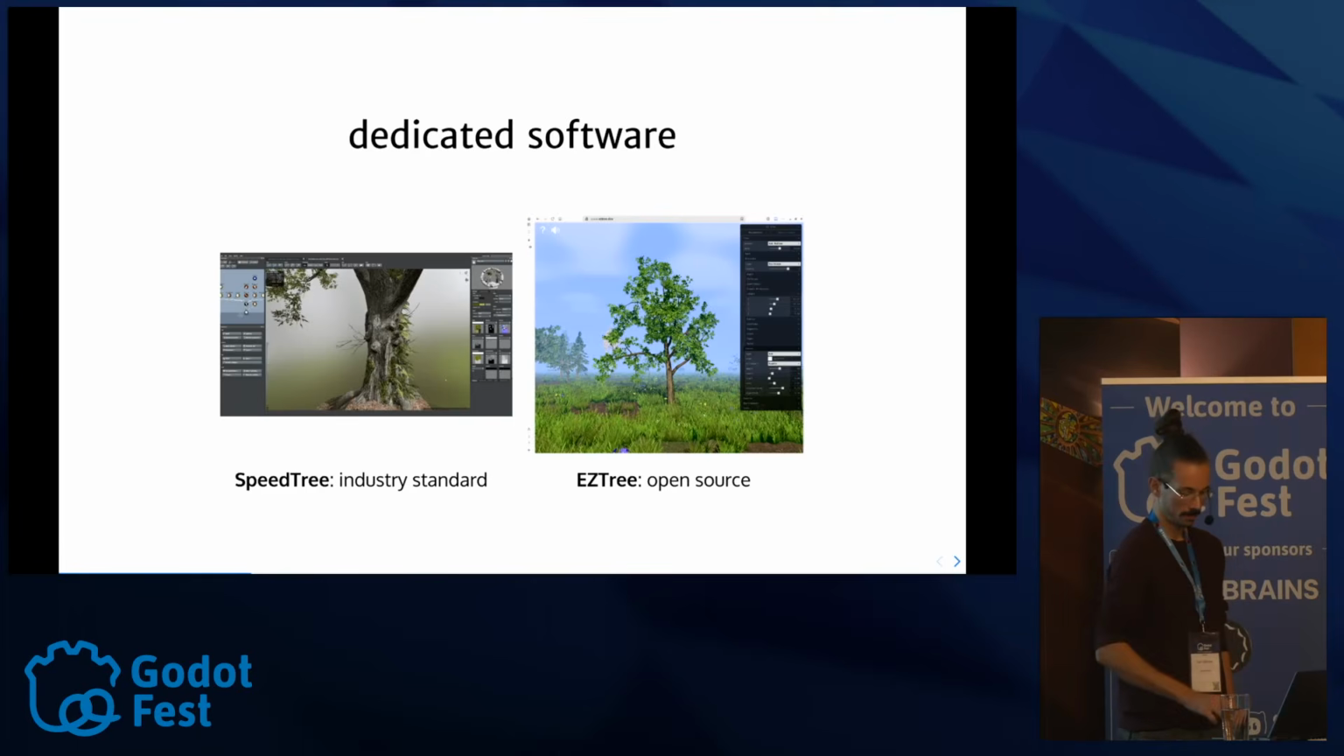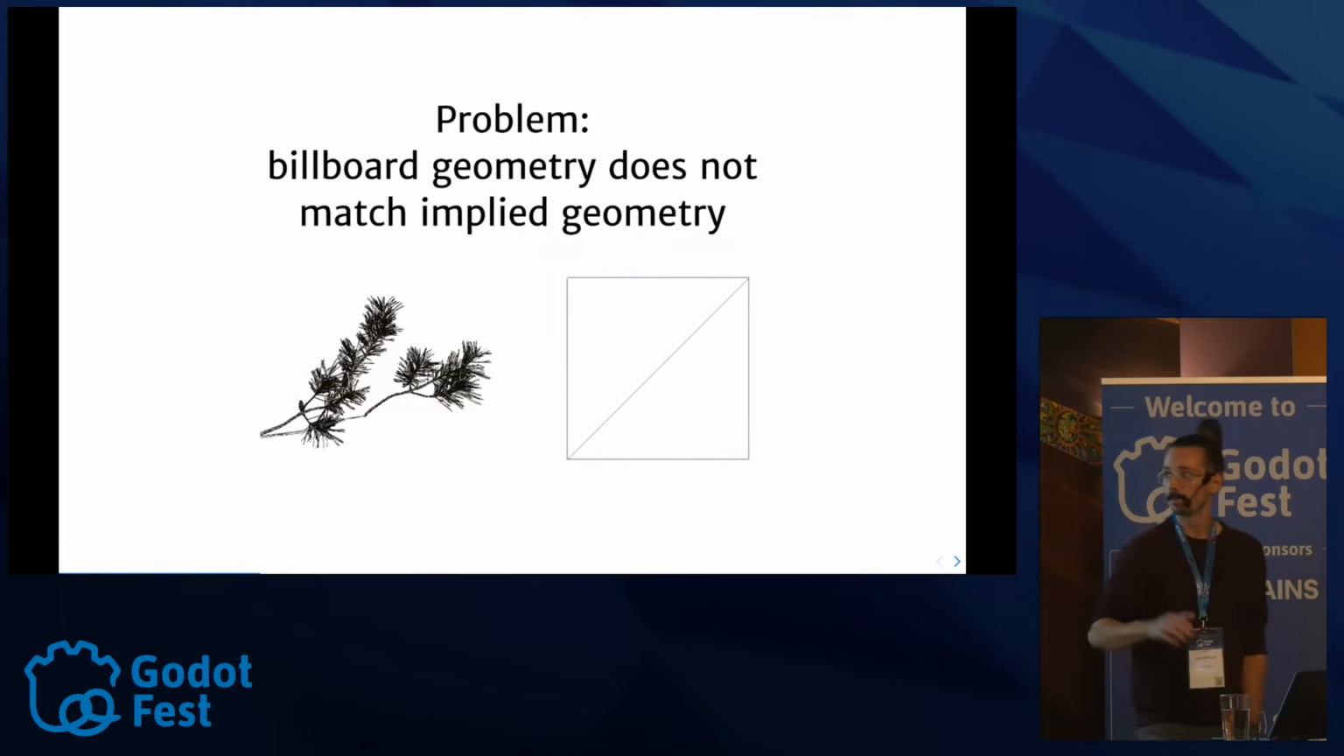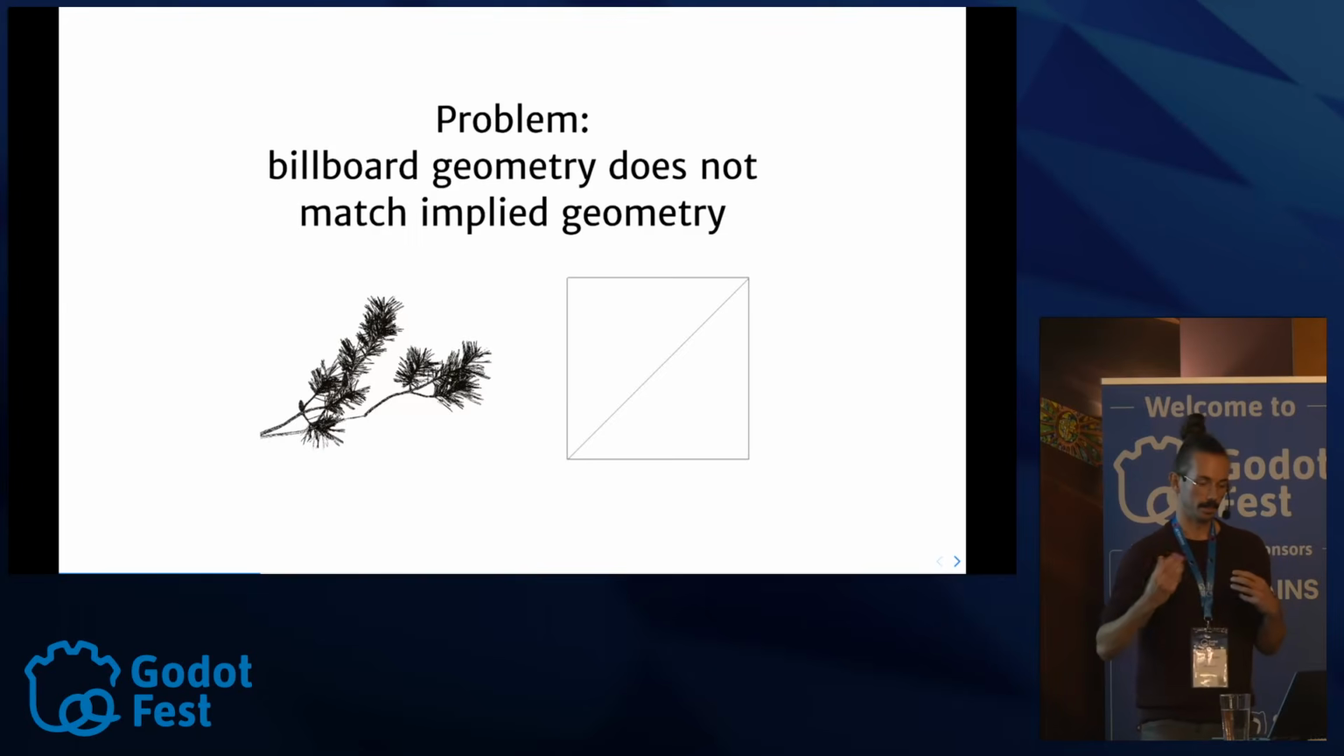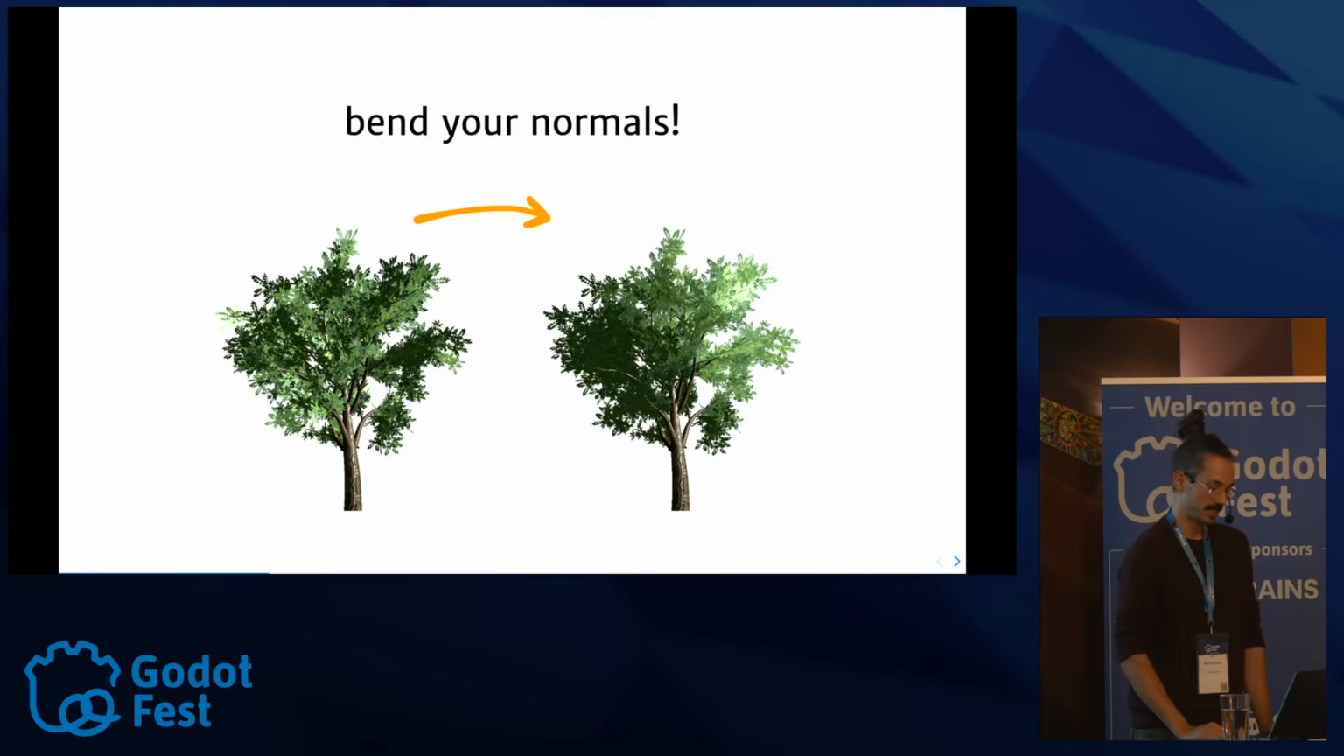It works really well. One problem with billboard geometry is that the results don't really match what you're trying to imply. So a billboard on the right here is a flat plane, but really what you're trying to communicate is geometry. And with lighting, your geometry and your normals especially are not going to match the real geometry. So you have to work around that somehow. And one thing that's a really popular trick, which I really encourage you to try if you have any vegetation in your game, is to bend your normals.